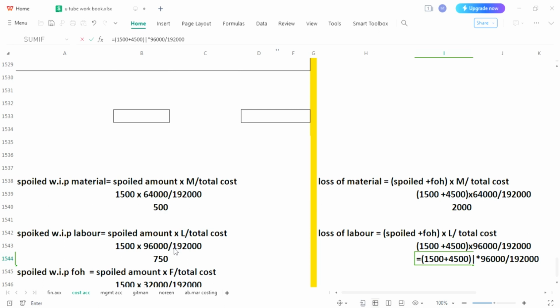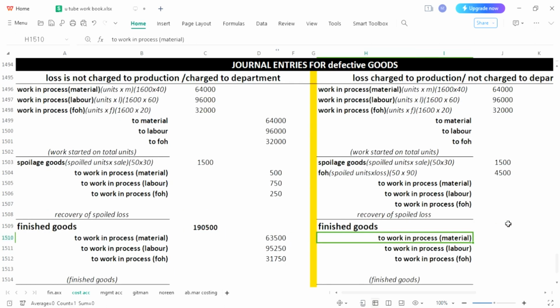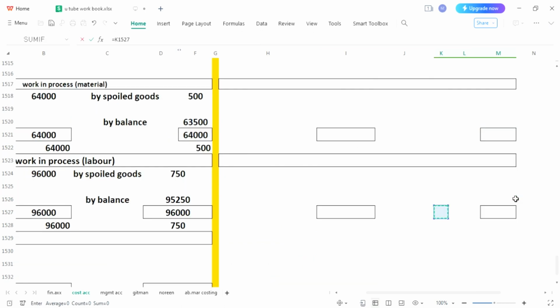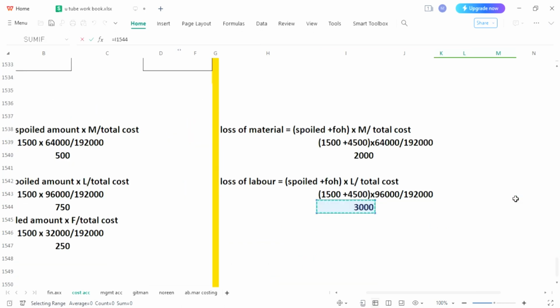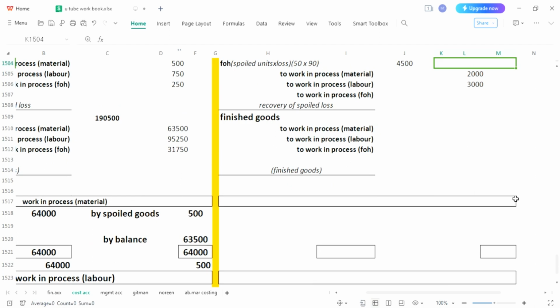So second amount, something went wrong. Okay, let's check it out. This dash is written. Second amount we have calculated 3000. Go to the question, and here work in process labor was meant to be calculated, and we have applied this formula of loss of labor. Amount has been calculated 3000. I have highlighted in this way. Second amount is also calculated.